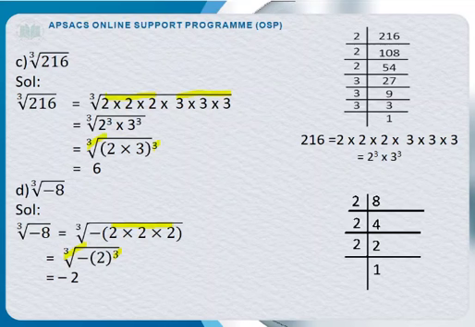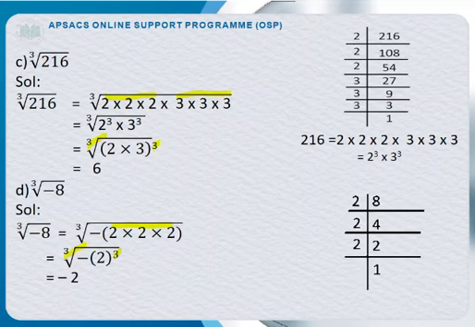Now I can say 2 to the power 3 multiplied by 3 to the power 3, and cube root sign as it is. Now we will take 2 into 3 to the whole power 3. Now this cube will cancel out this cube root, and 2 into 3 is 6. So our final answer will be 6.